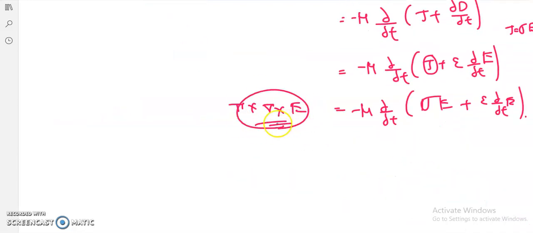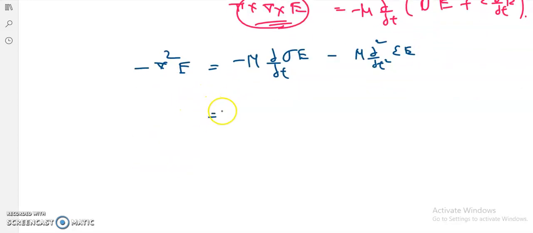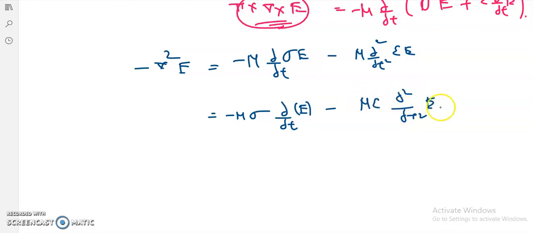In the same case here also, this complete one becomes minus del square E, that is equal to minus mu dou by dou T of sigma E minus mu, here dou by dou T and here also dou by dou T is there, so dou square by dou T square of epsilon capital E. And from this one, here the sigma conductivity is a constant, I'm just bringing it out, so minus mu sigma dou by dou T of capital E minus mu epsilon dou square by dou T square of capital E. So finally it is del square E.